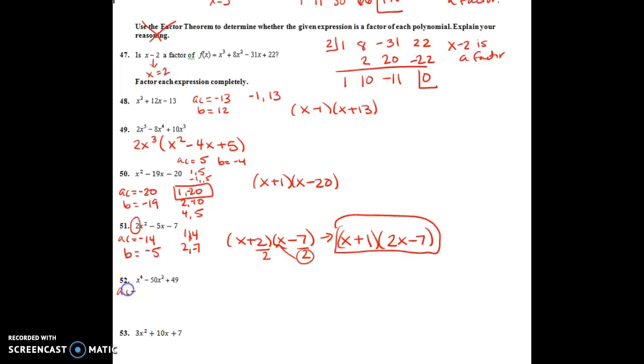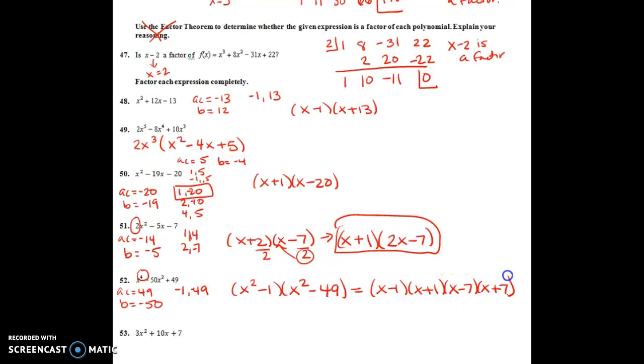Still AC, things that multiply to 49 that add to negative 50. So I'm going to get 1 and 49, and both of them have to be negative. So I get x squared minus 1 and x squared minus 49 because this is a quartic. I actually can simplify that further to x minus 1, x plus 1, x minus 7, x plus 7.